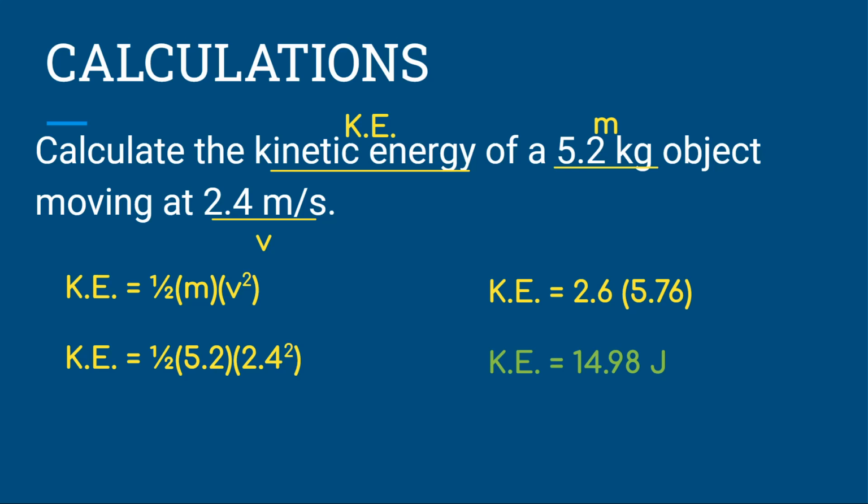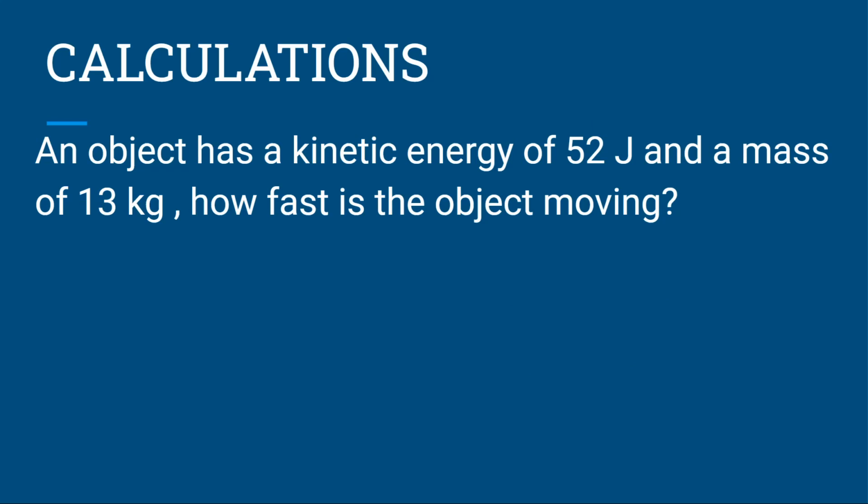Okay, so if you have a kinetic energy calculation, it's still pretty straightforward. There's only 3 variables in the equation. I can give you any 2 of them and ask for the third. So I could give you mass and velocity and ask for KE, but I could just as easily give you KE and velocity and ask for mass, or KE and mass and ask for velocity, which is what we're doing in this one. An object has a kinetic energy of 52 joules and a mass of 13 kilograms. How fast is the object moving?